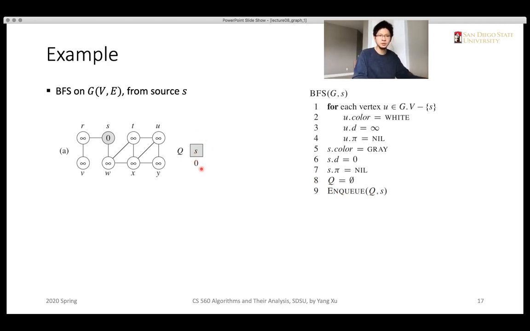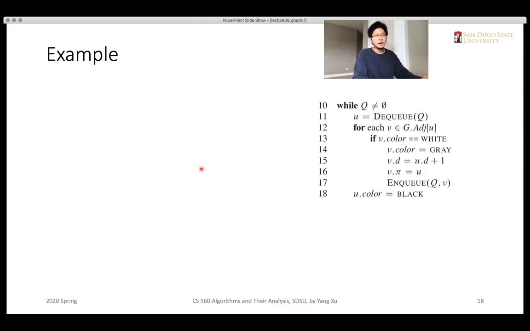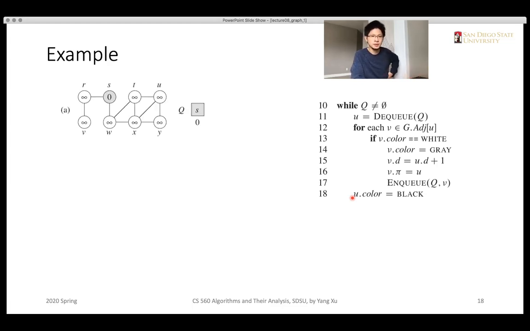So for the next step, we'll look at the while loop. The while loop will first dequeue the head element, and go through all the adjacent vertices of that vertex U, using another for loop inside. If that vertex is white, then we will paint it gray, increment its distance, assign a new parent to it, and then enqueue that adjacent vertex back, and finally we'll paint U black. So let's see what it looks like when we run it on this example.